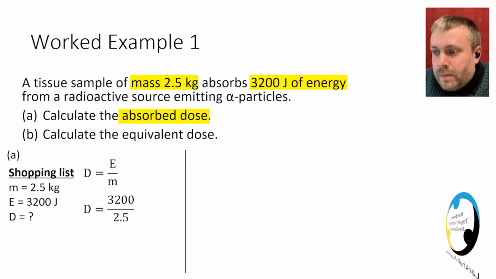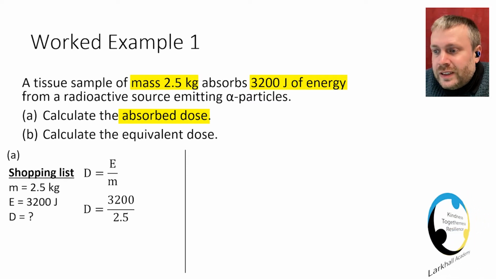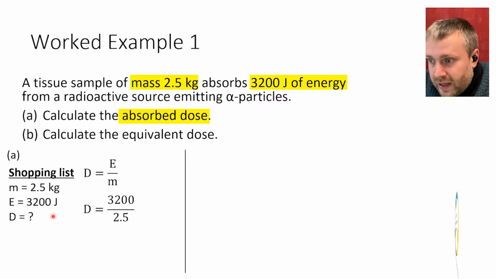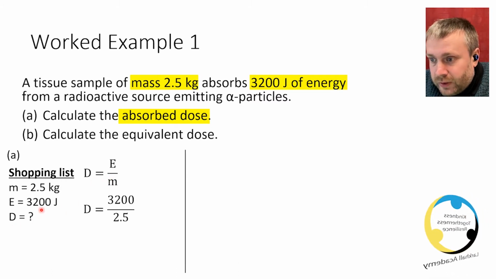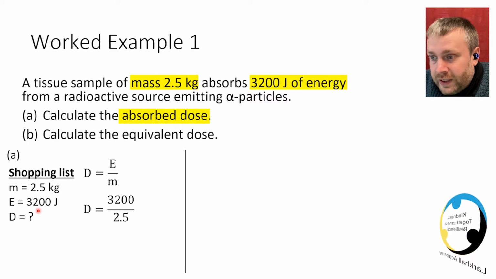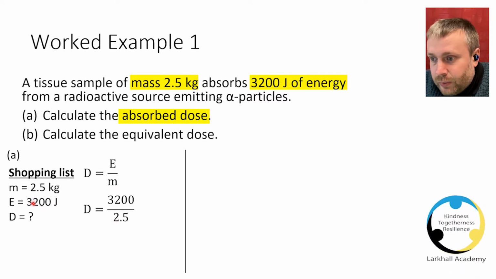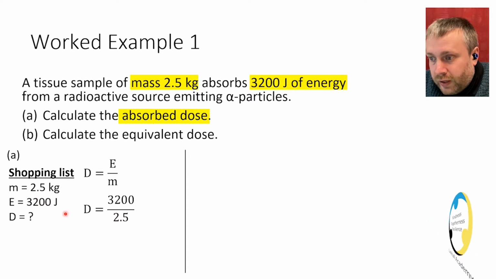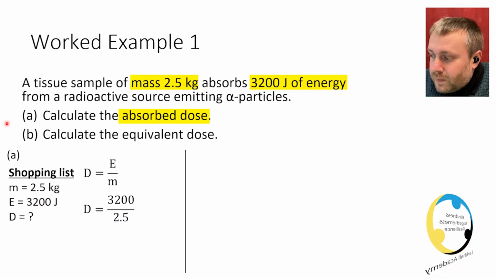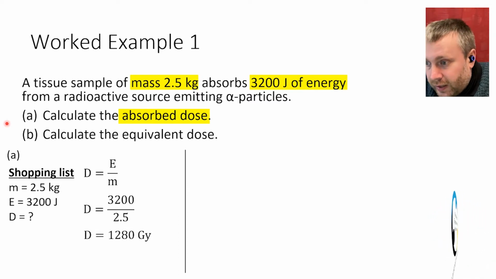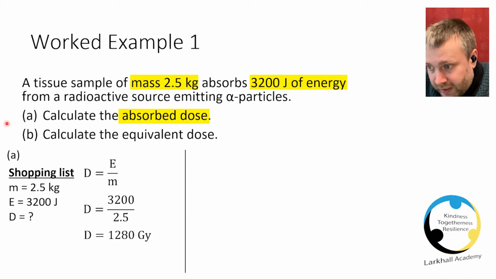Second mark we get by substituting in our numbers. So D is equal to 3,200 divided by 2.5. So what I've done here is, where I see E, I've just replaced that with the value for E here, 3,200. And where I see M, I've just replaced that with the value for M here, 2.5. Then we do our calculation, we come out with an answer of 1,280 grays.